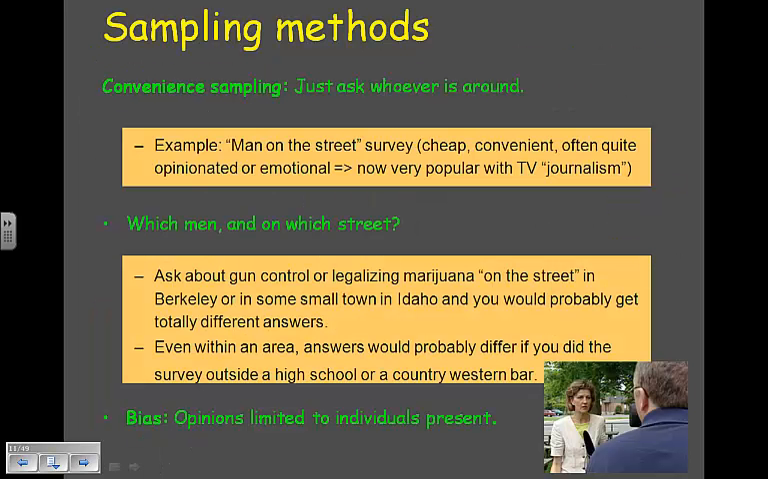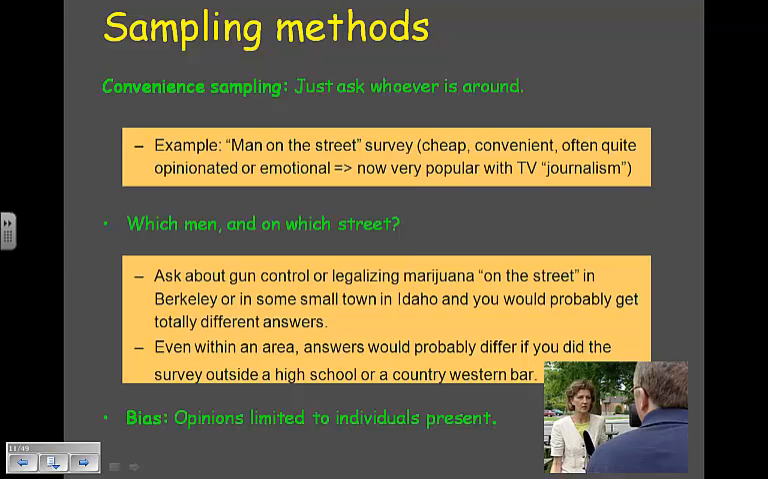Okay, back to our sampling methods. Another sampling method, convenience sample. We just ask whoever's around. So for example, man on the street. Right, the man on the street survey. It's cheap, it's convenient, however, it's often quite opinionated or emotional.